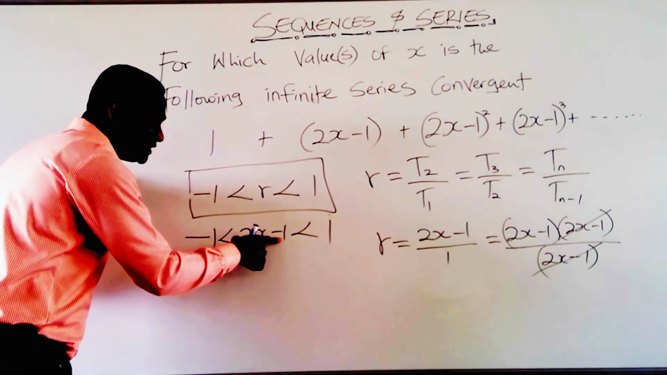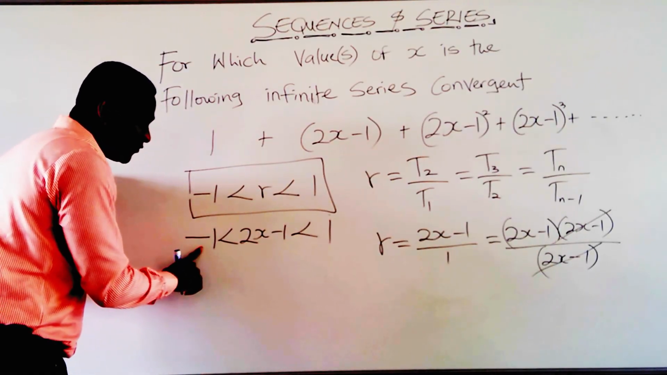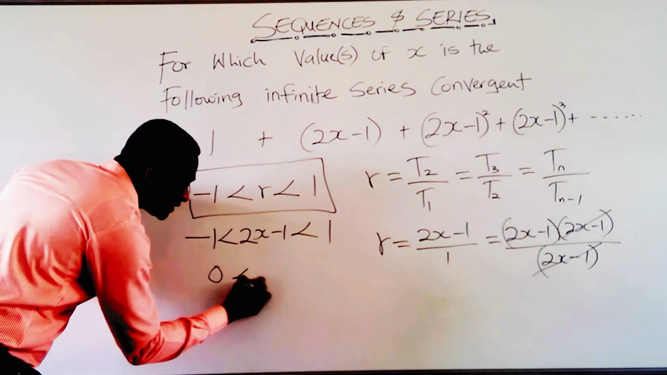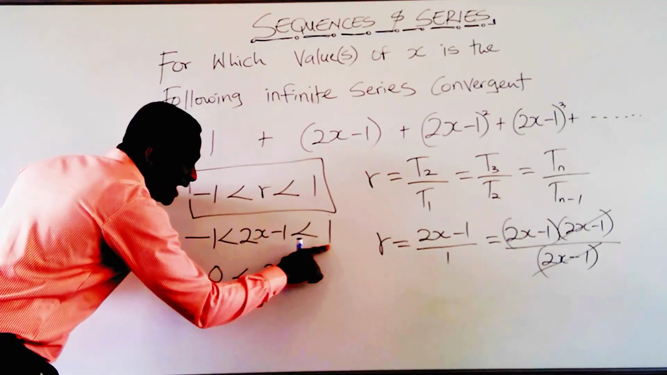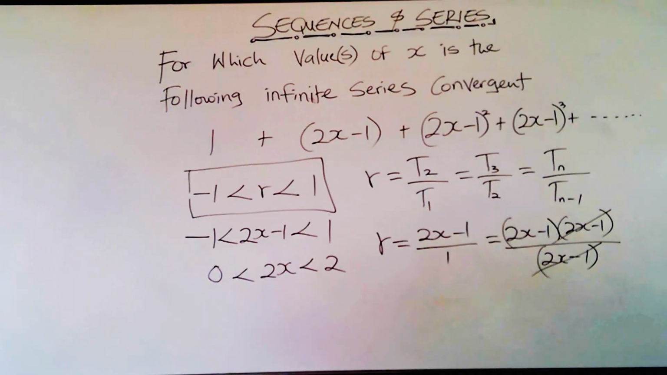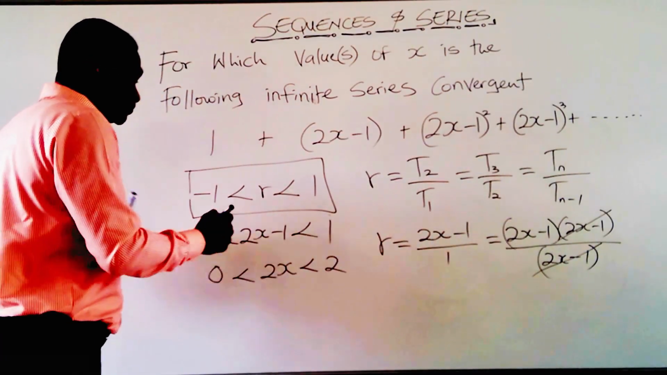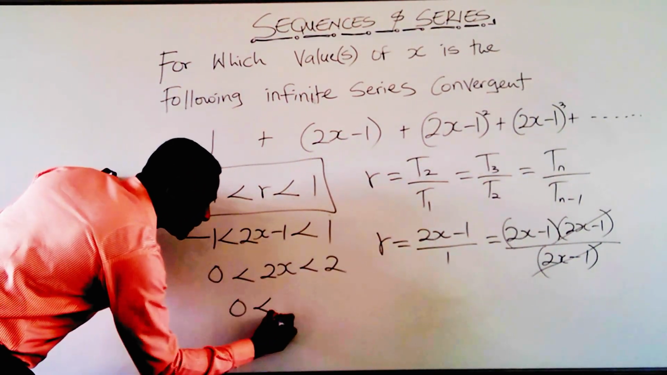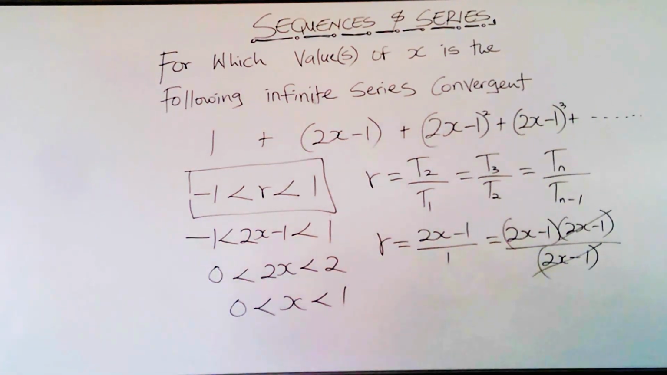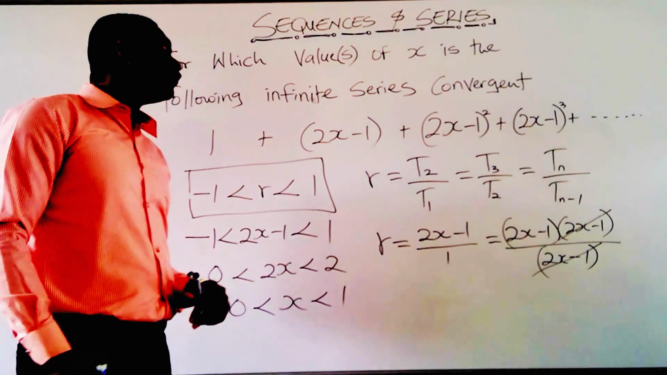Now, remember, what we do applies to all sides of the inequality. So we have -1, this crossing over becomes +1. -1 plus 1 is 0, which is less than 2x, which is less than 1 plus 1, that is 2. Now what next? We divide all sides by the coefficient of x. They are asking for the values of x, not the values of 2x. So 0 divided by 2 is still 0, and 2 divided by 2 is 1. So for x greater than 0 but less than 1, this given series will converge.